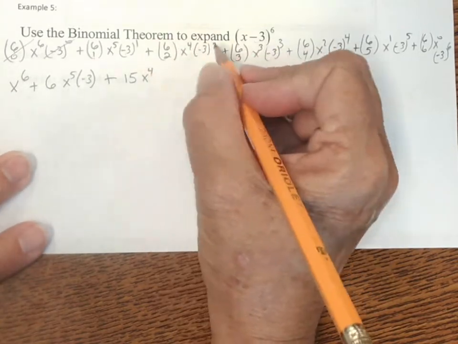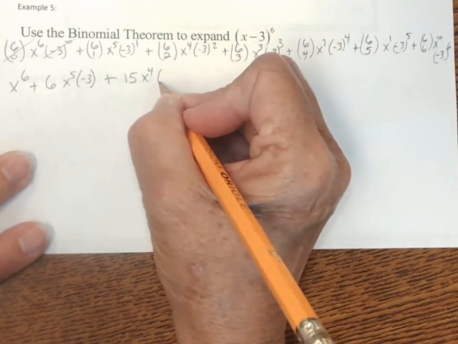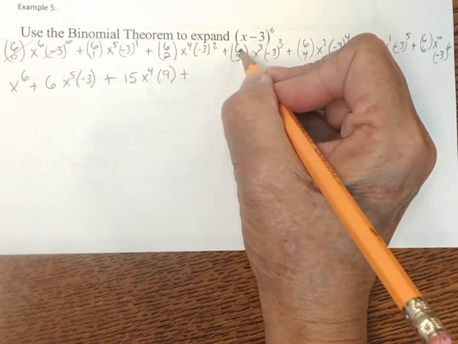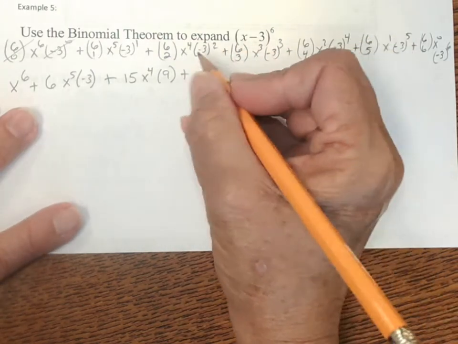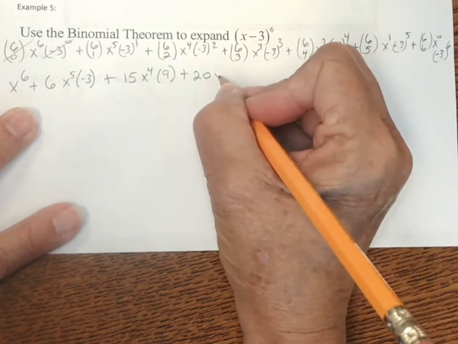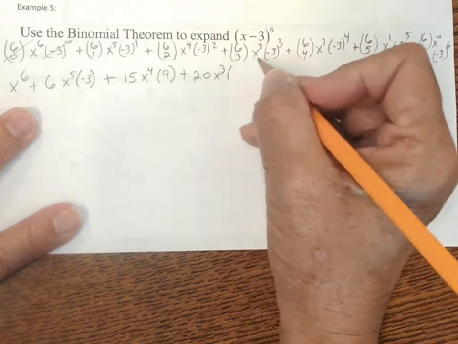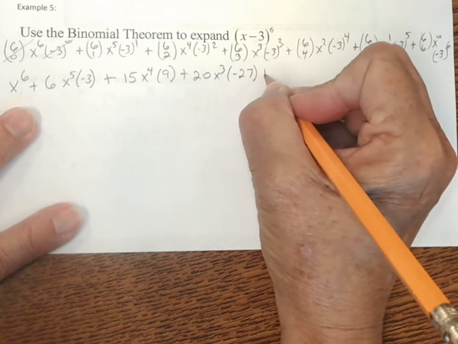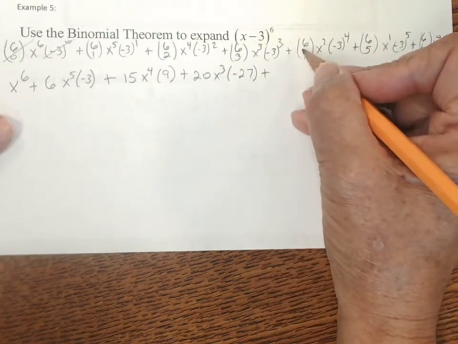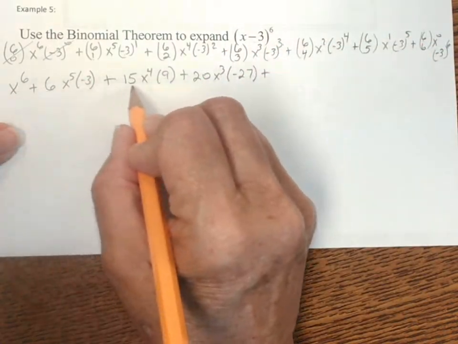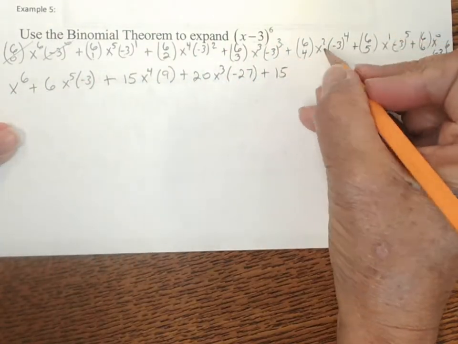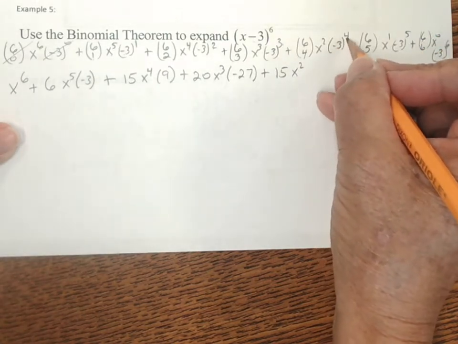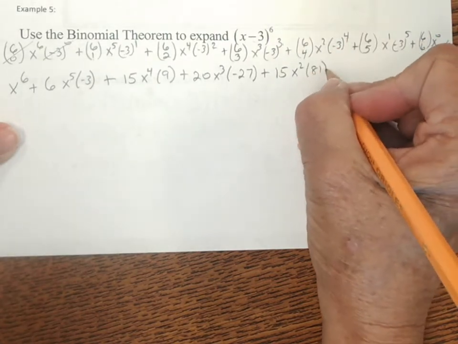X to the 4th, negative 3 squared is 9, a positive 9. 6 taking 3 at a time is 20. X cubed, negative 3 cubed is negative 27. Plus 6 taking 4 at a time, well, the numbers are going to start to go down, so that's going to be 15. X squared, negative 3 to the 4th is 81.